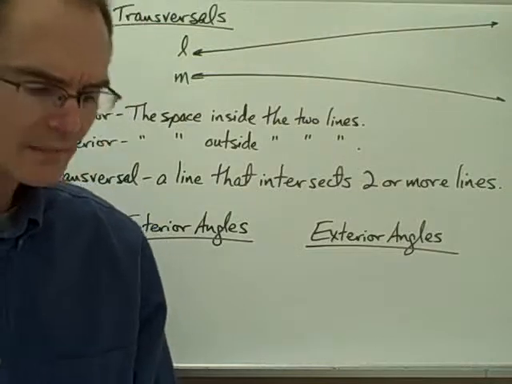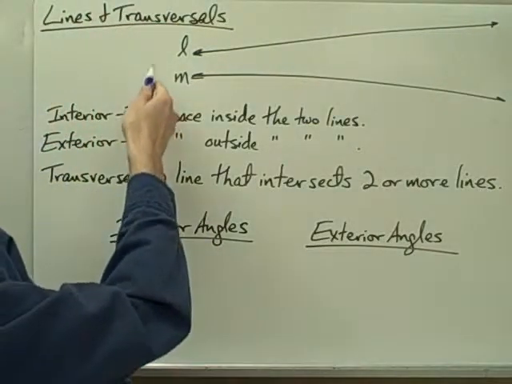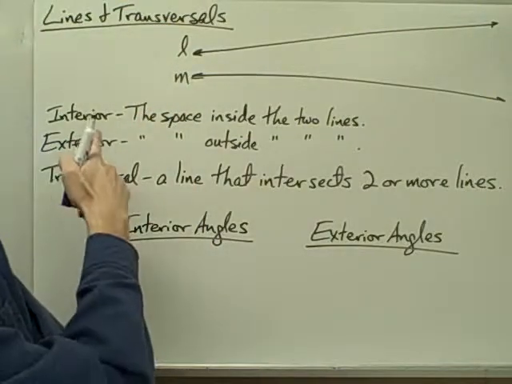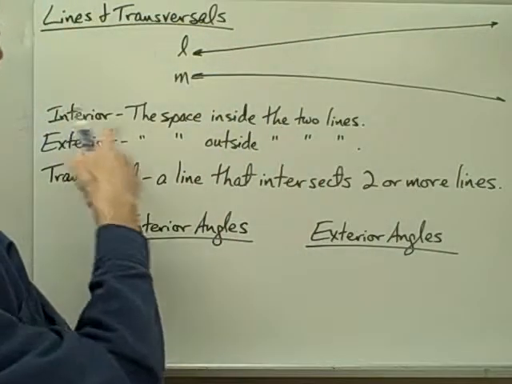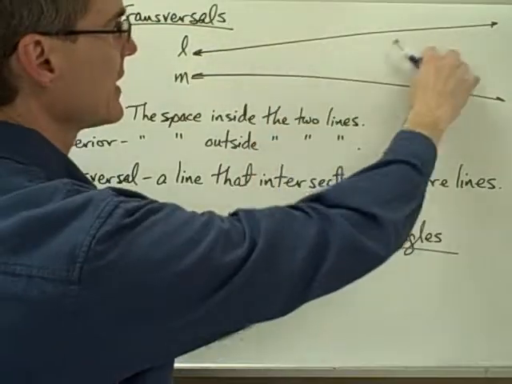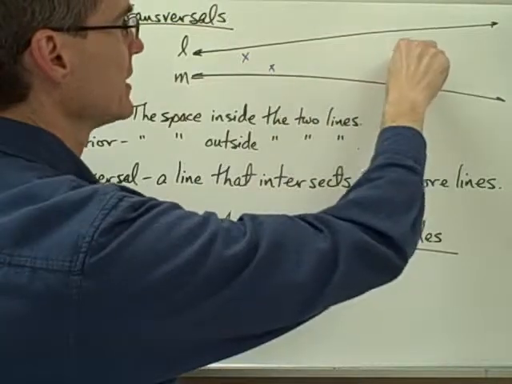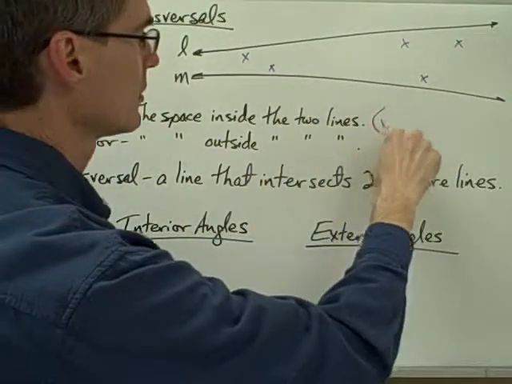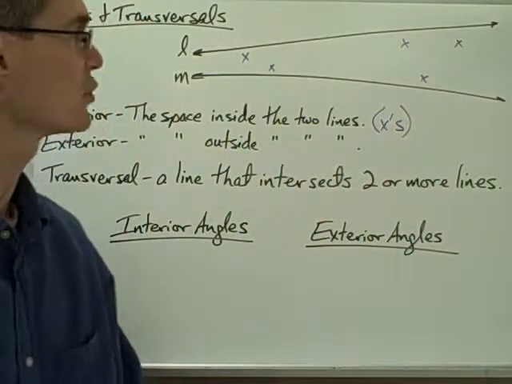Okay, now we're going to talk about lines and transversals. So you see here I've got two lines here that I've labeled L and M. And first I want to talk about the interior and the exterior of these two lines. The interior is just the space inside the two lines. So that would be anything in here in between the two lines. So if I draw some X's in here, in this space here, everywhere those X's are, that's the interior of those two lines, the space in between those two lines.